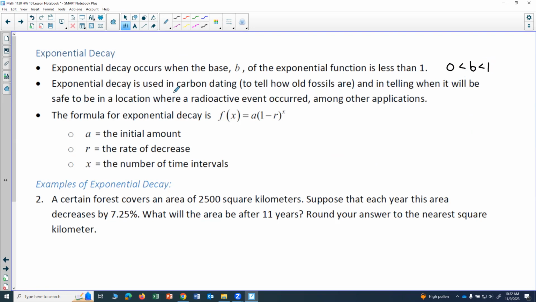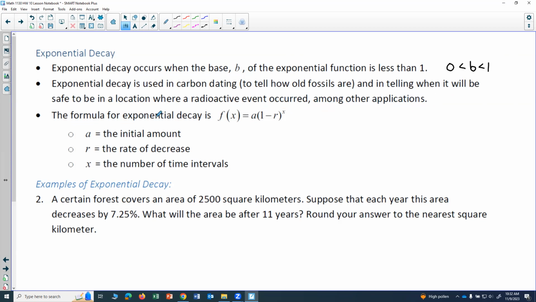Exponential decay is used in carbon dating to tell how old fossils are and in telling when it will be safe to be in a location where a radioactive event occurred. There are other applications as well, but those are a couple interesting ones.